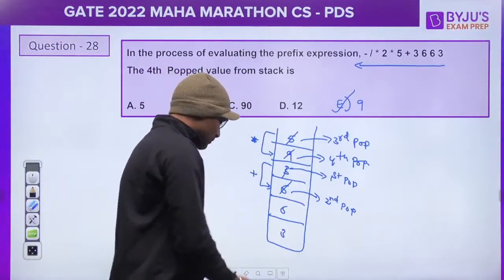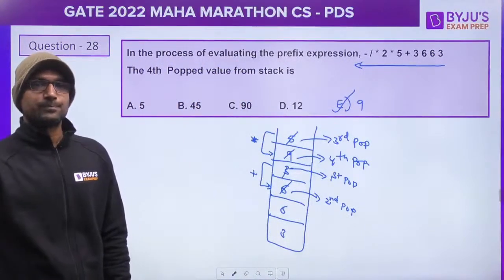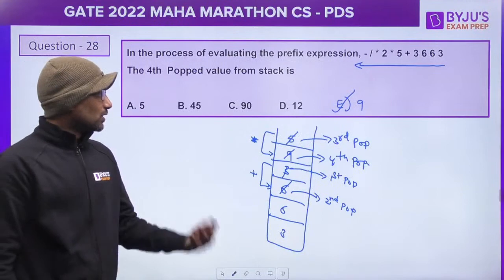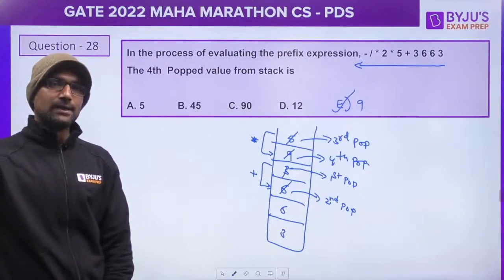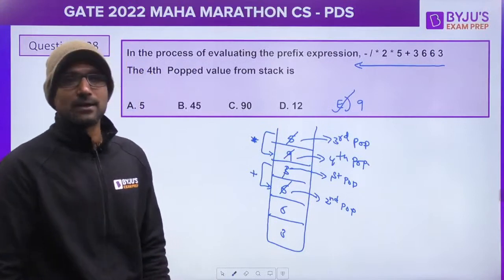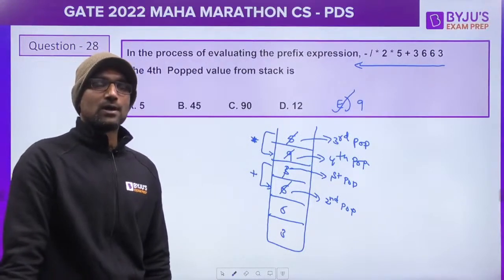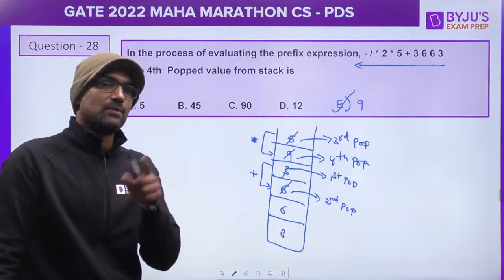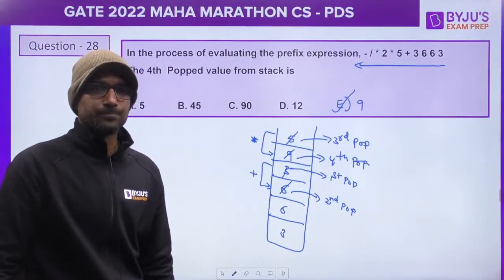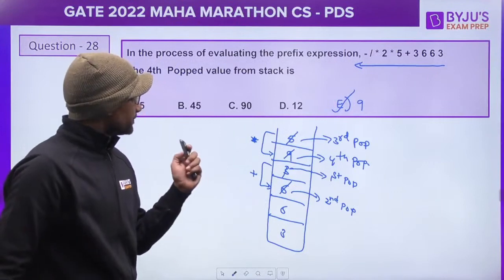Okay, here you need to understand the procedure before options. If you got 9, you can award a mark for yourself. If you are not getting 9, you are getting any other value, please award wrong. Okay, next.